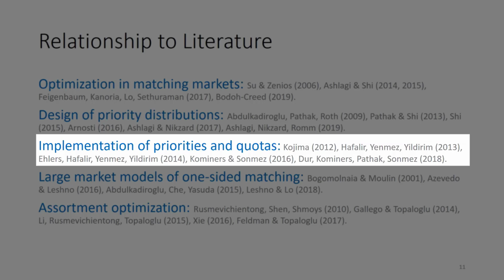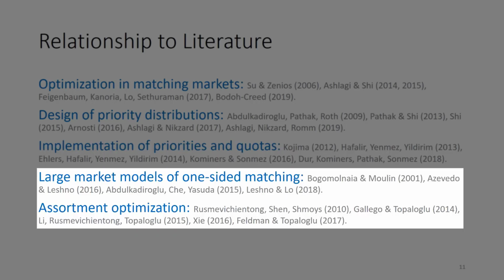On the other hand, I optimize over a large set of priority distributions. There are papers related with implementing priorities and quotas to achieve certain outcomes, but they tend to take these priorities as given, whereas I'm going to take these as decision variables. In terms of techniques, this paper builds on large market models of one-sided matching, as well as techniques from assortment optimization.